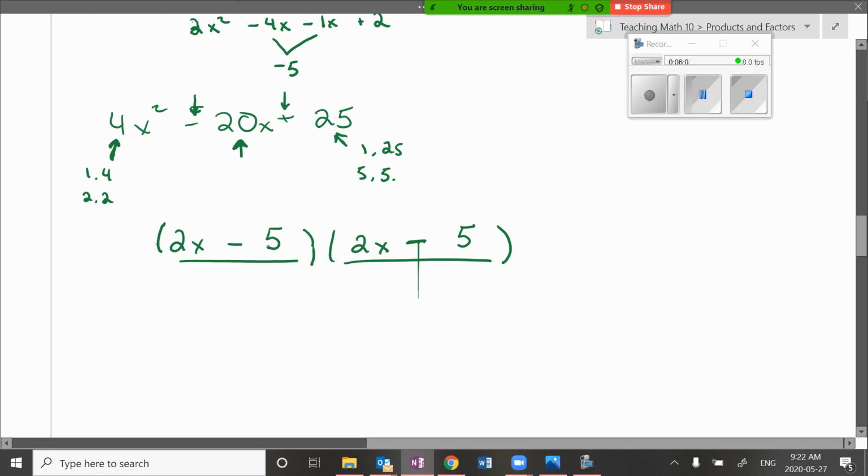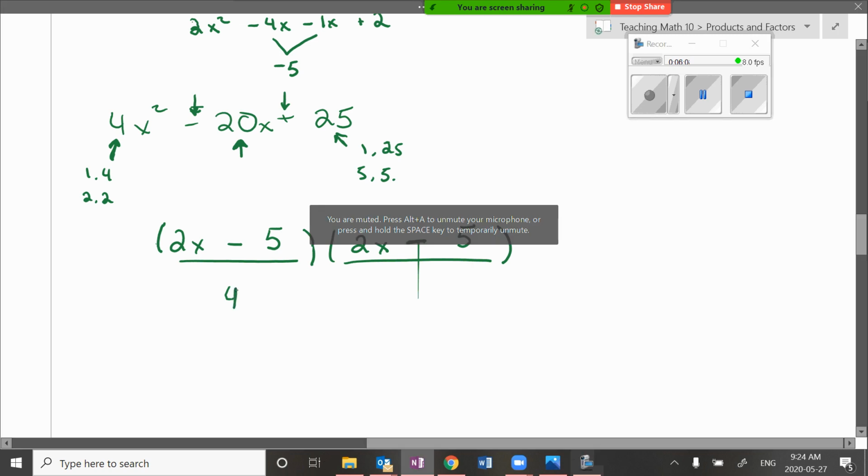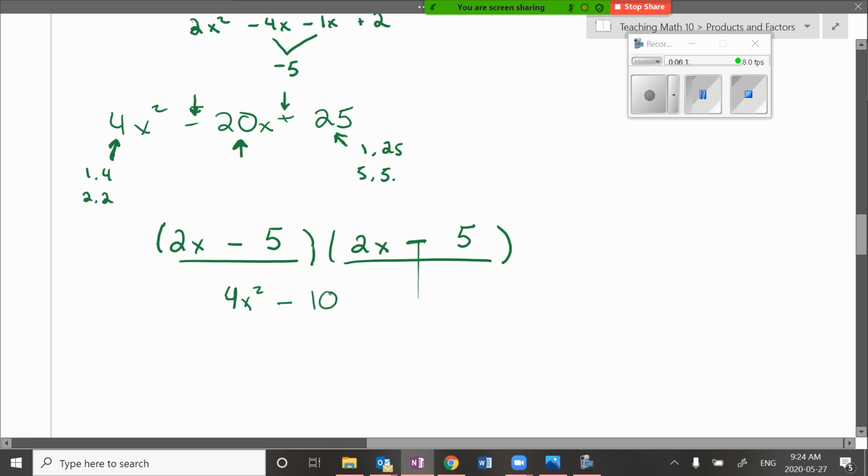So now let's do FOIL and check. When I expand this out, my first terms, I get 4x squared. 2 times 5 gives me minus 10x. 5 times 2 gives me minus 10x. That's my minus 20x. 5 times 5 gives me my plus 25. So it's really important that you always do a check, but a lot of it, when a is not equal to 1, these are your strategies.